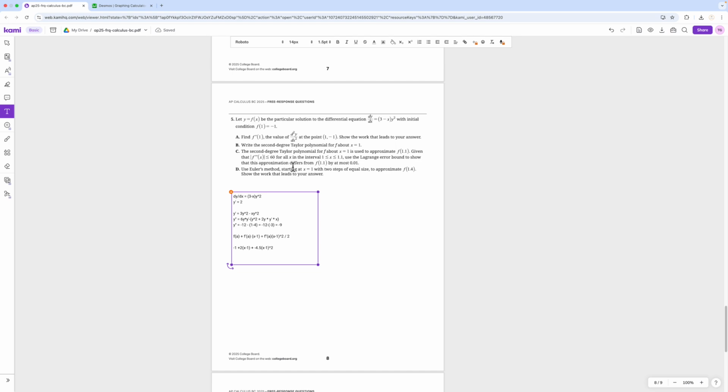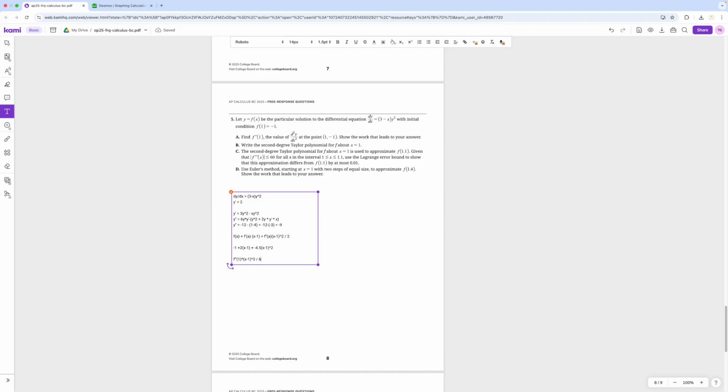So we're using the second degree Taylor polynomial, and in order to use the Lagrange error bound, we just have to find the very next term. That means we're going to be using the third term, which involves the third derivative. So what is the third term? So that's f prime prime prime of 1 times x minus 1 cubed, and we're going to divide by 6.